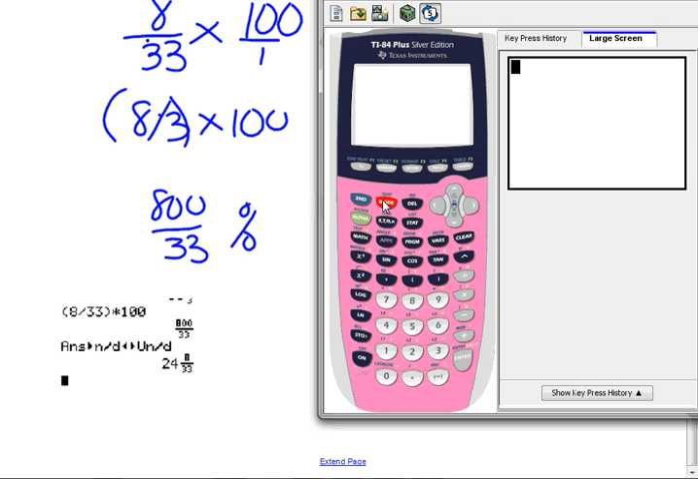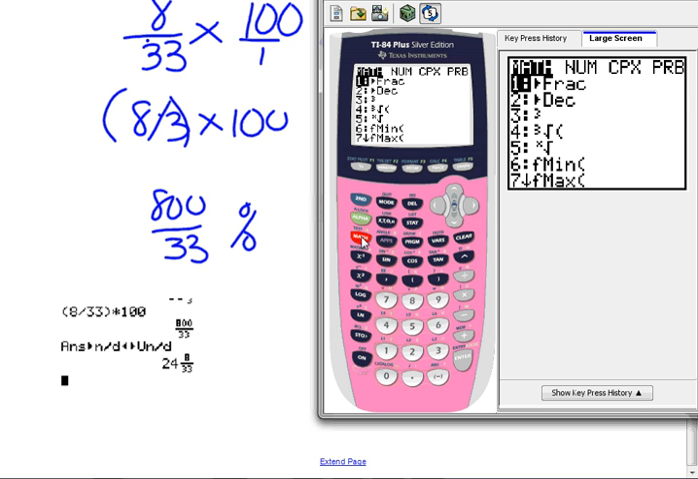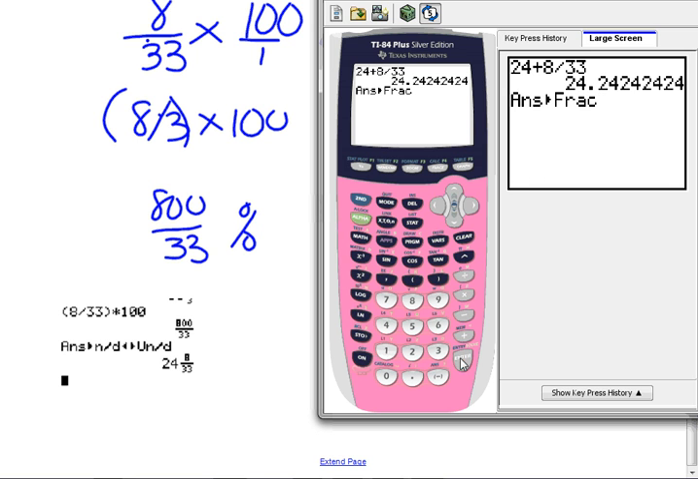Okay, so I have 24 plus 8 over 33 equals, there's the decimal. Now I'm going to go to math, and this will change my answer to fraction number 1. Didn't do that. But I'm going to have to do the work to make it a mixed number.